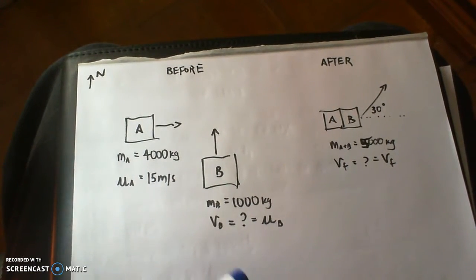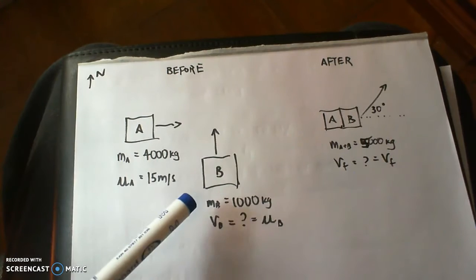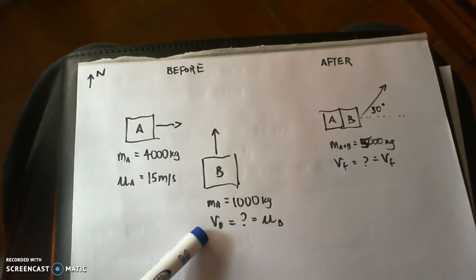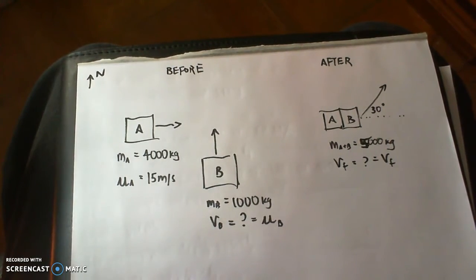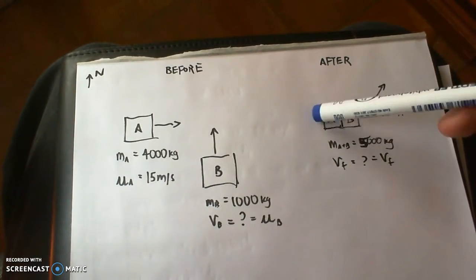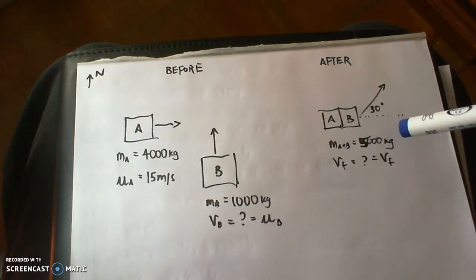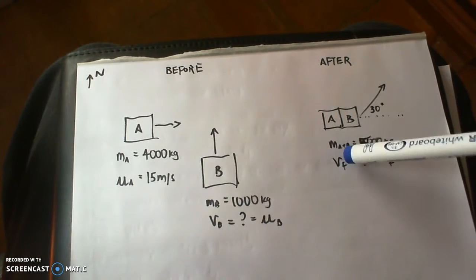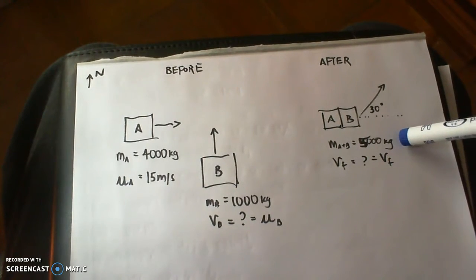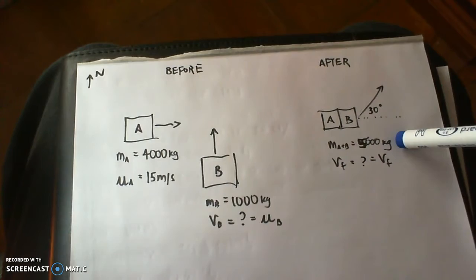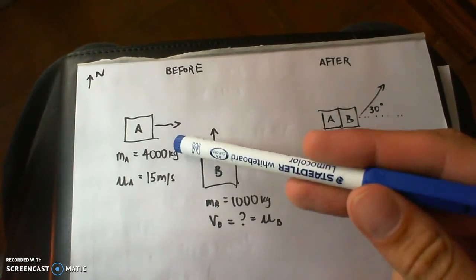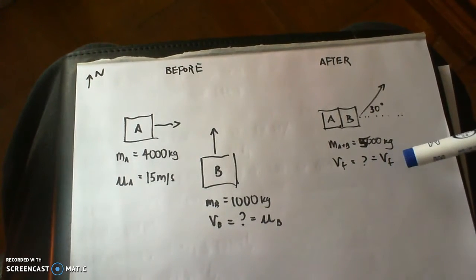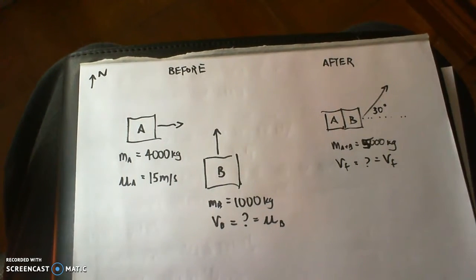We've got a second car, we'll call it B, with mass 1,000 kilograms. However, we don't know its initial velocity. Now, after impact, the two vehicles remain together, and they travel north 60 degrees east. When they collide, they stick together with a combined mass of 5,000 kilograms. This is obtained by adding A and B. We also do not know the final velocity of the two objects.